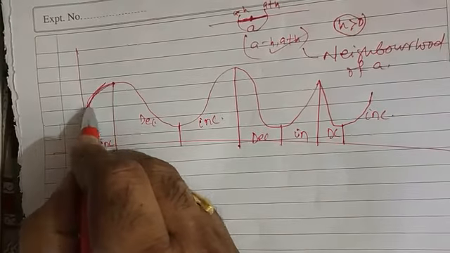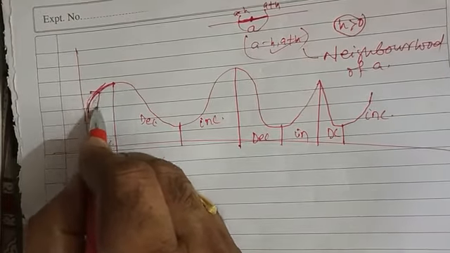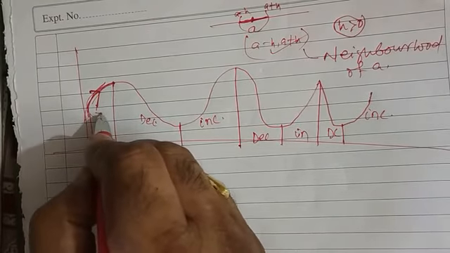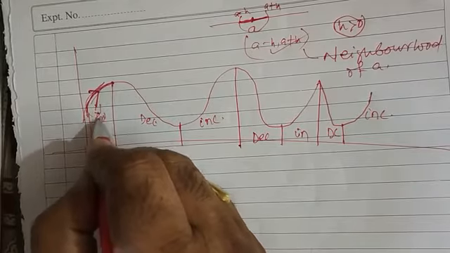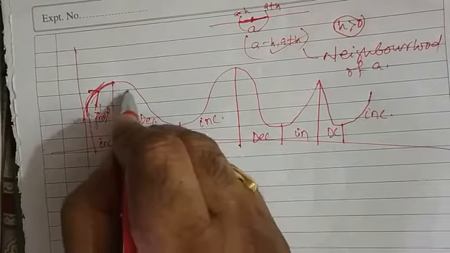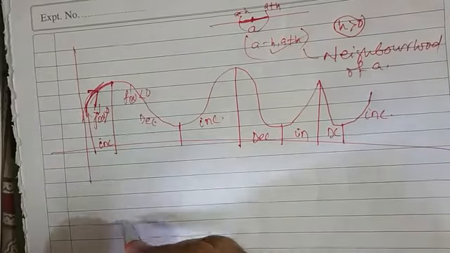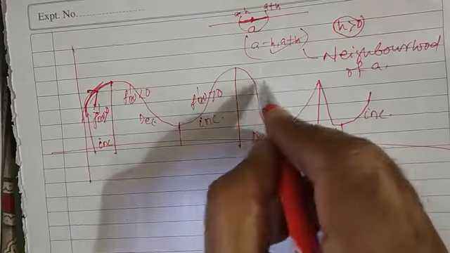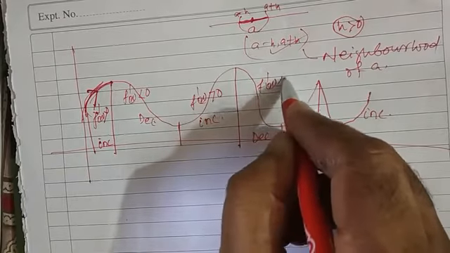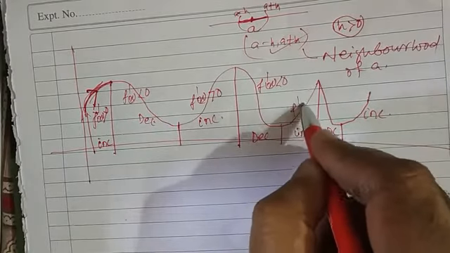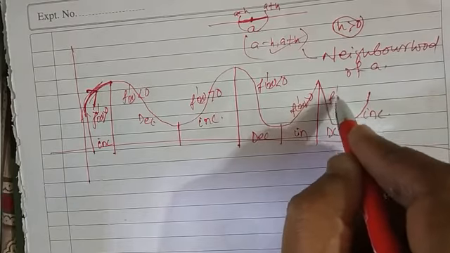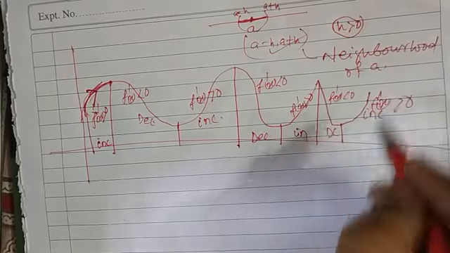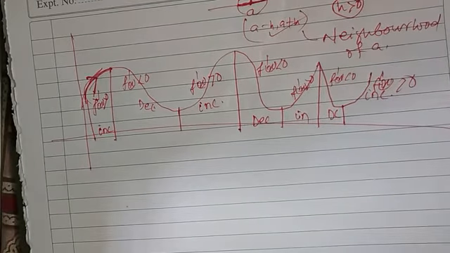Here the function is increasing. Means the derivative is greater than 0. F dash x greater than 0. Here f dash x less than 0. Here f dash x greater than 0. Here f dash x less than 0, decreasing. Here f dash x greater than 0. Here f dash x less than 0. Here f dash x greater than 0. Getting that? Now you see.